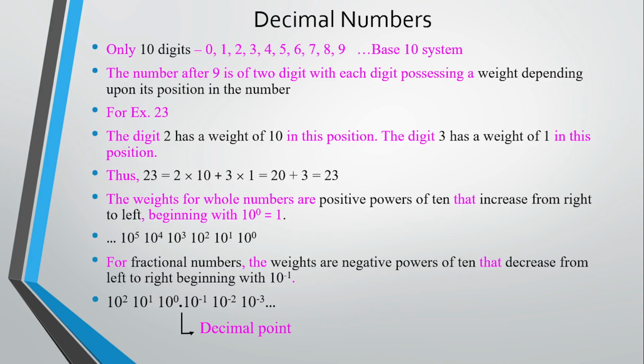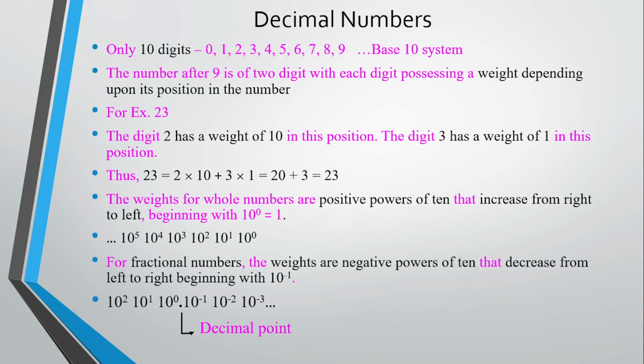To understand the weight of a number, let us consider an example of a decimal number, 23. Here, the digit 2 has a weight of 10 according to its position, and digit 3 has a weight of 1 at its position. So, 23 can be written as 2 into its weight, that is 10, summed with 3 into its weight, that is 1. So 20 plus 3 equals 23.